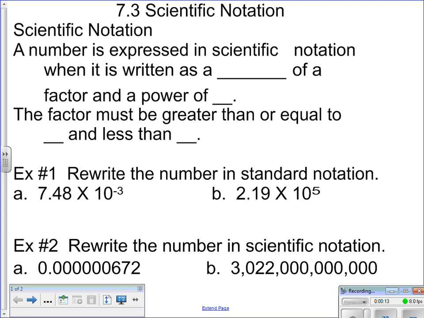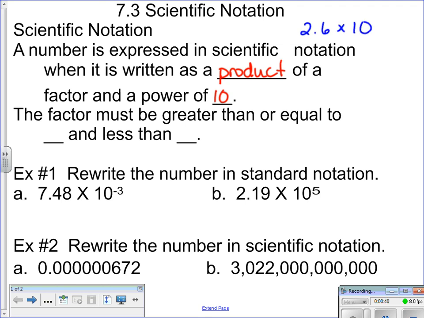Scientific notation is when a number is written as a product of a factor and a power of 10. If you don't understand what those terms mean, product is when you multiply something. So scientific notation looks something like this.